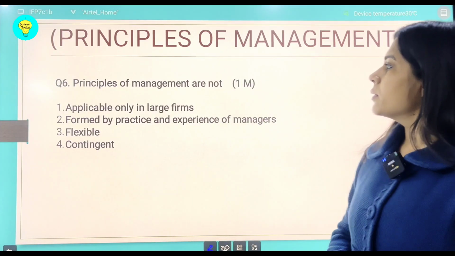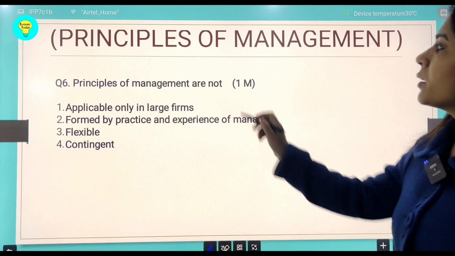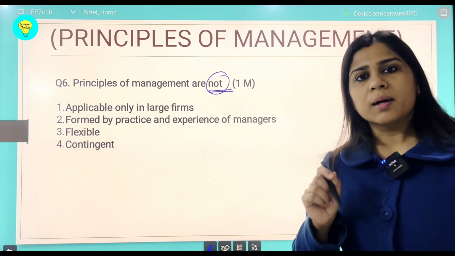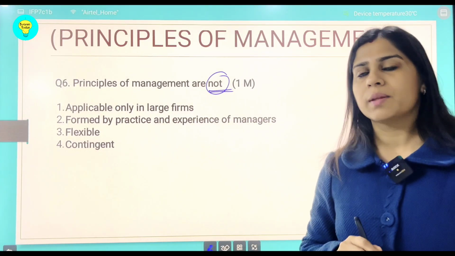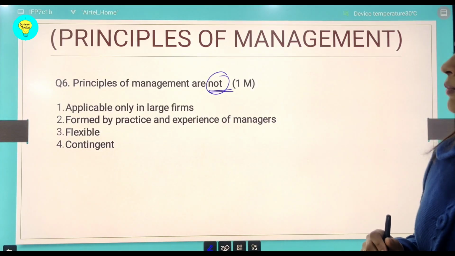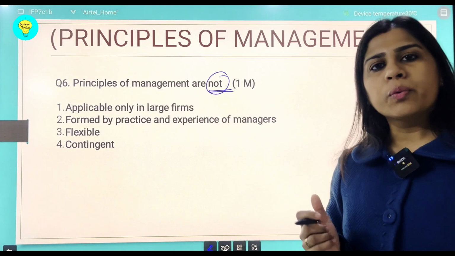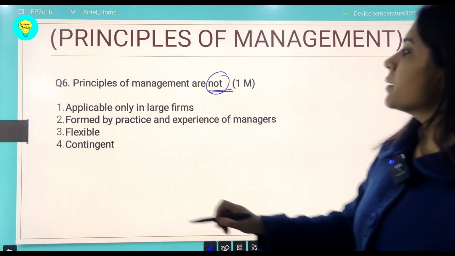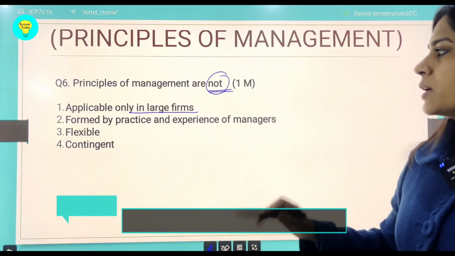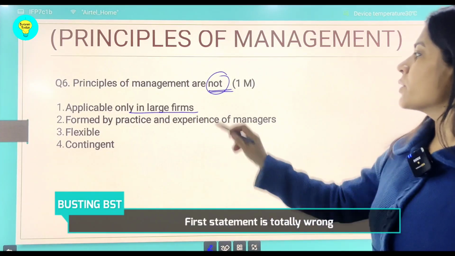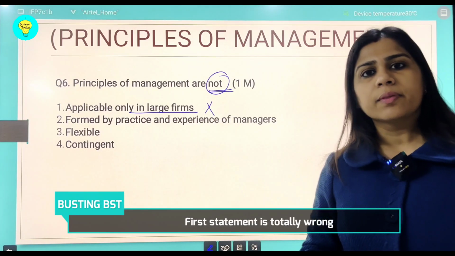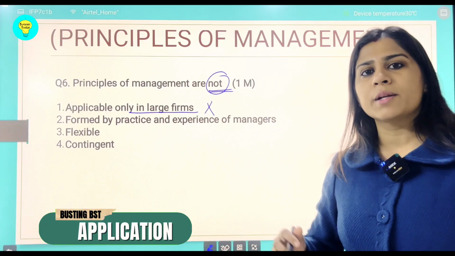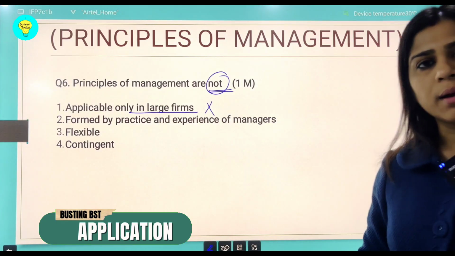The question says, principles of management are not. Be careful students, whenever you see such questions, mark these negative words so that you don't err in the answer. Now they have given 4 options and we have to take out the odd one out, which is not one of the characteristics of management principles. The first option says that they are only applicable in large firms, and this is clearly contradictory to one of the principles, because we have already read that the application of such principles is universal or pervasive in nature, applying to all kinds of organizations, whether small or large.